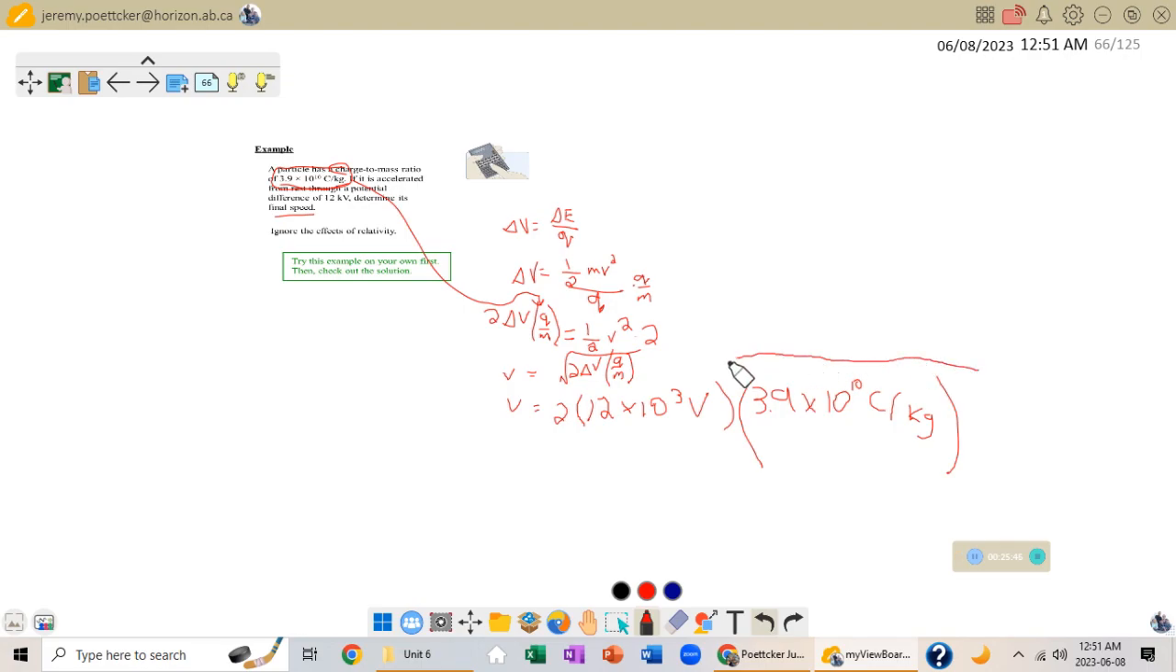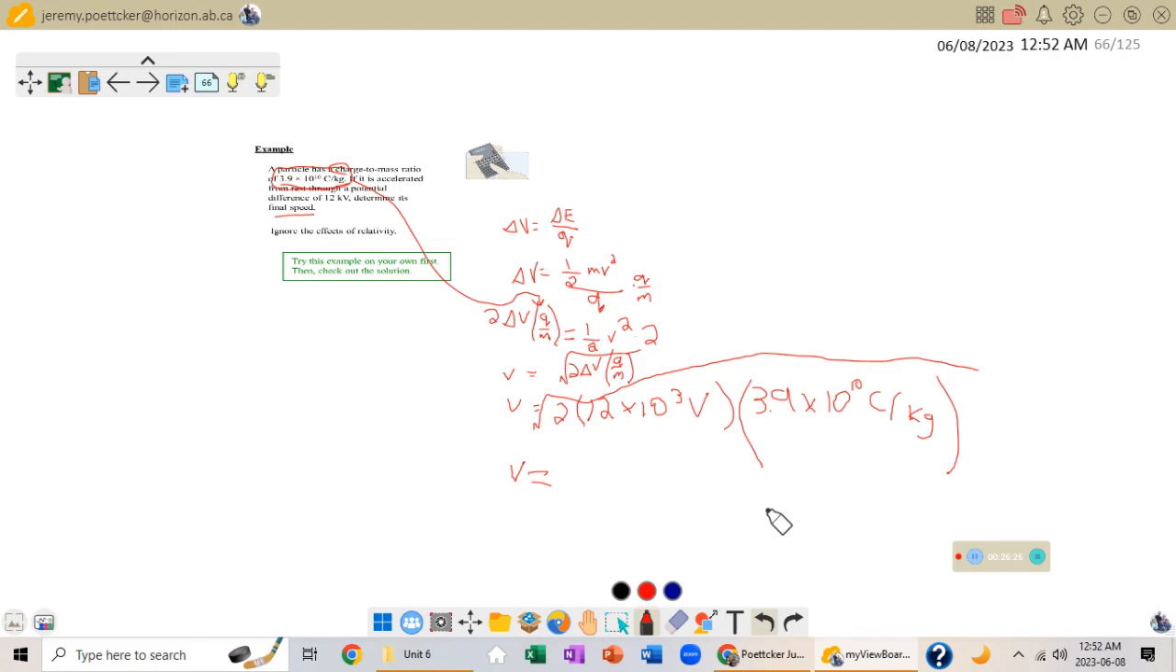And then I take the square root of all of this. So when I plug this into my calculator, 2 times 12 times 10 to the third times 3.9 times 10 to the 10th, and then square root that answer, I end up with... Nope, I don't end up with that. Let's try again. I ended up hitting square root twice, so that's a problem. There we go.